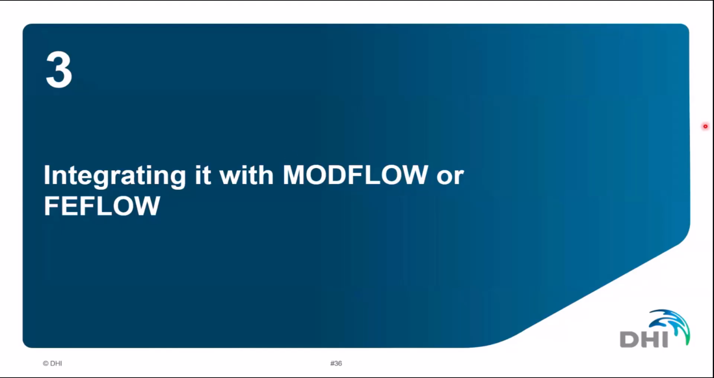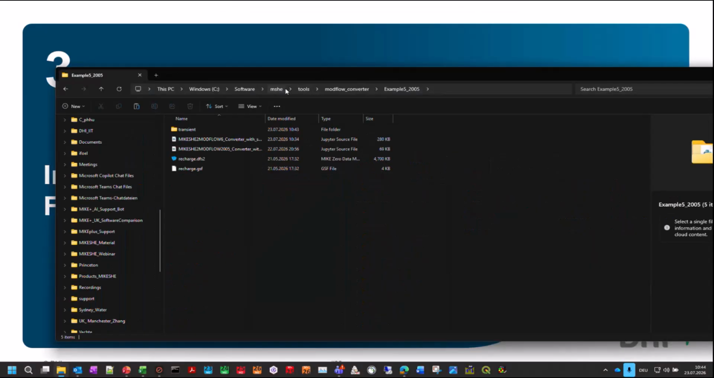Okay, I would say then we can continue with the workflow: how to import the transient MIKE SHE raster datasets into MODFLOW, or in other words, how to convert the DFS2 raster datasets into the recharge package input file. I also have here a clean folder, a new working flow folder, example 5. I will do it now with the version 2005.